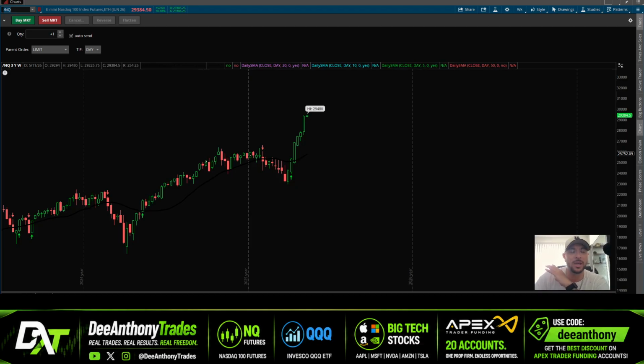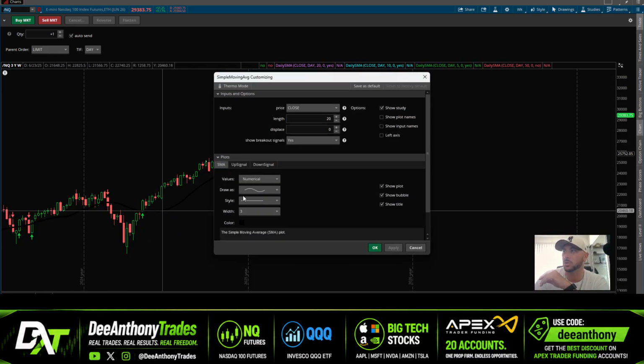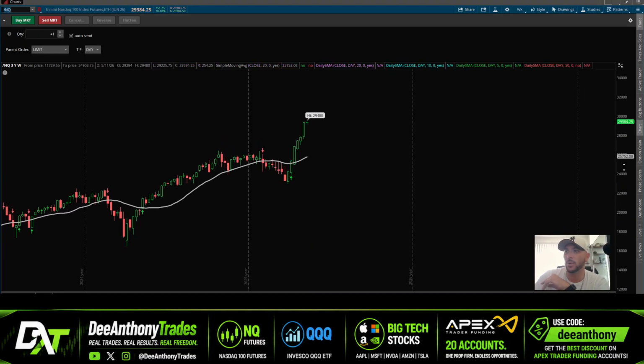So we're going to start out with a very macro overview, looking at the weekly time frame. We're going to start with a very bare chart here. The only thing I really have on this chart is just a simple 20 moving average. I can change this color so we can see it a little bit better, but all we have is a 20 SMA on here.